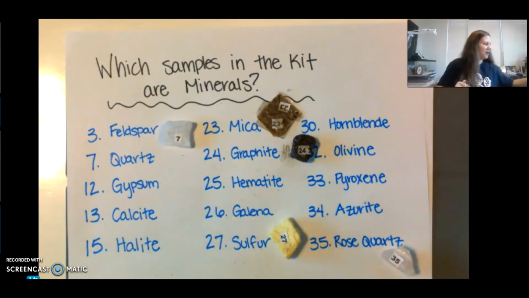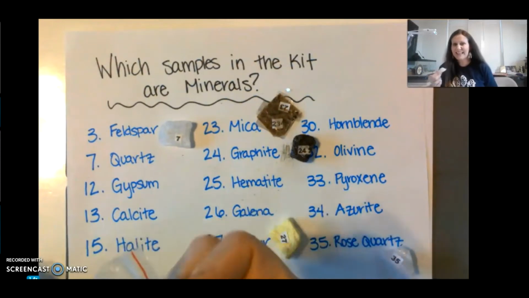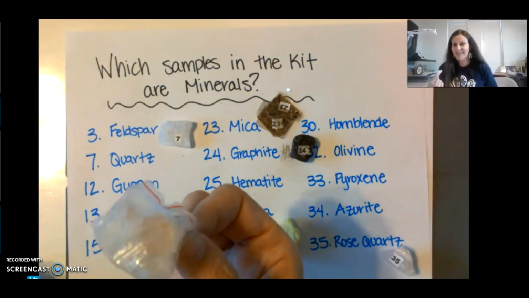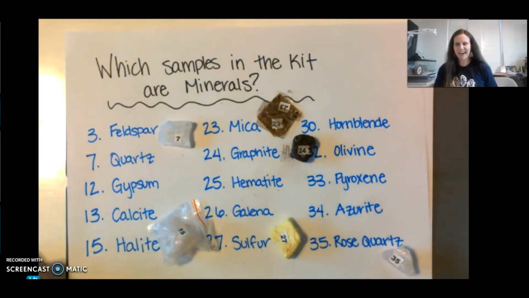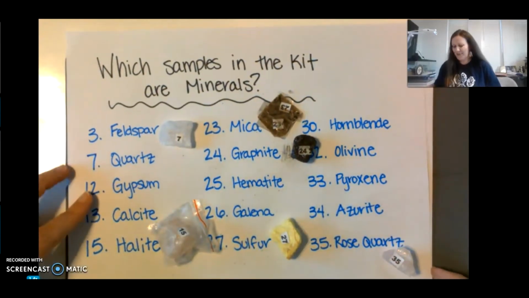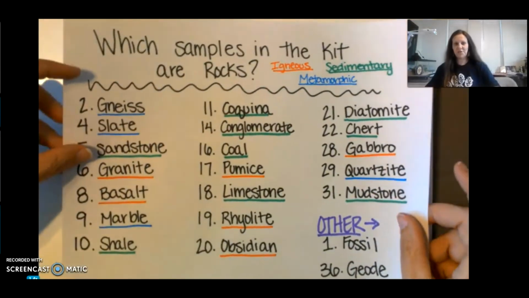Other than that, you do also have halite in here, number 15. I forgot about that one. This is table salt. So in your salt shaker, on your table at dinner time. Yeah. So anyways, there you go. There are your minerals. All right. Clear that off and pause the video if you need to.